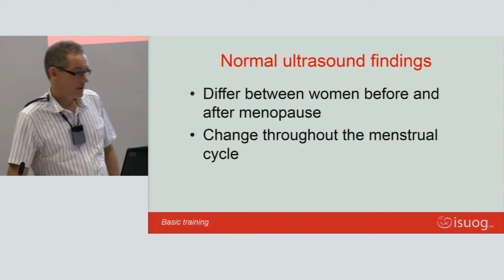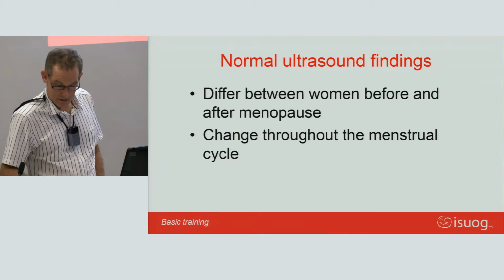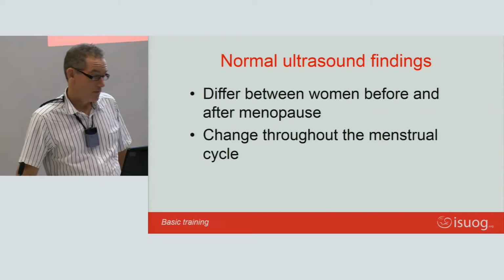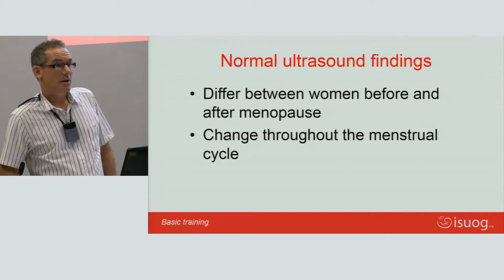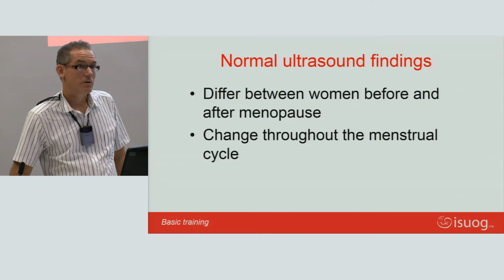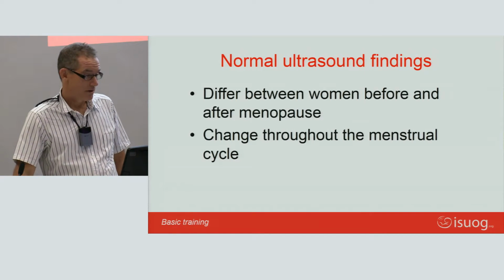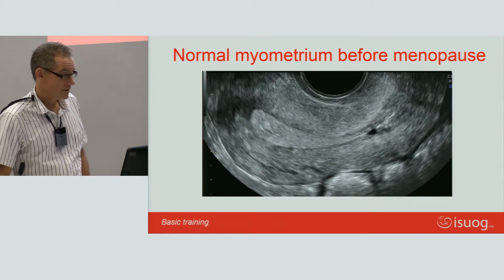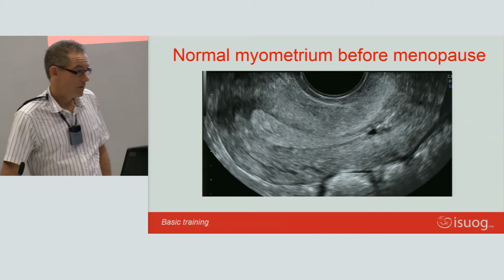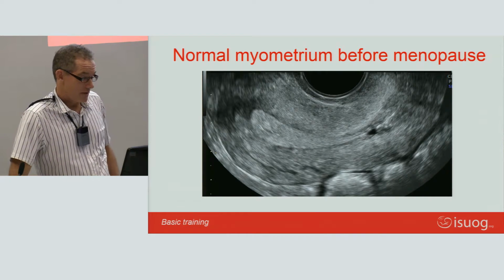Okay, in terms of normal ultrasound appearance, obviously there's a different appearance of an ultrasound in a premenopausal as opposed to a postmenopausal woman. And often because the menstrual cycle is under hormonal control, there will be differing appearances of the uterus and ovaries during the cycle.